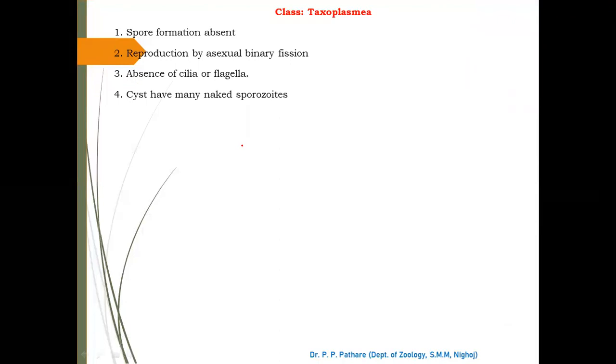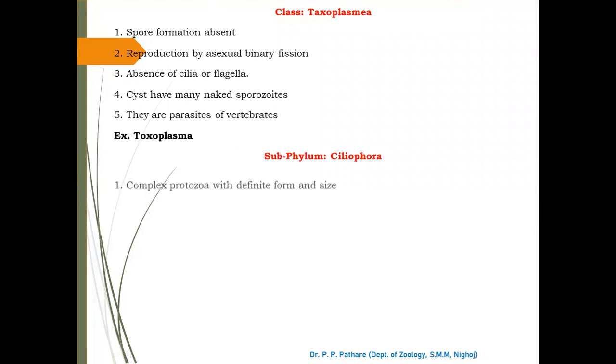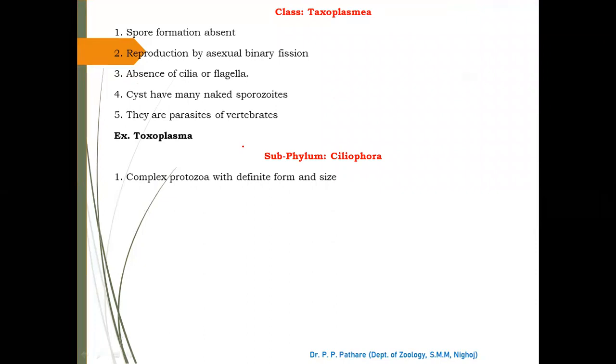They act as parasites of vertebrate animals. Example: Toxoplasma is one of the good examples of class Toxoplasmea. This is the whole information regarding class Toxoplasmea. Now, the last subphylum of this classification topic is the subphylum Ciliophora.